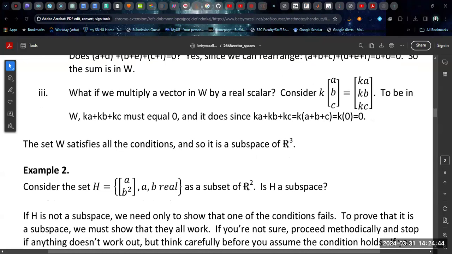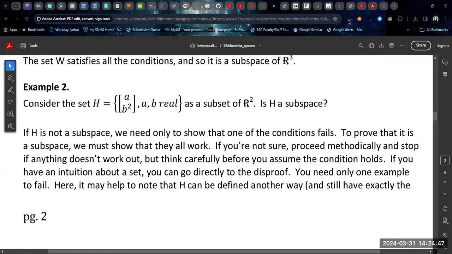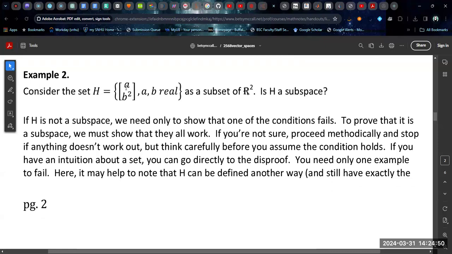Now let's look at an example where it's not a subspace. Here I have a set H, which is given by a 2-dimensional vector, A and B squared, where A and B are free to be real. So this is a subset of R2, but is it a subspace? Now, if H is not a subspace, we only need to show that one of the conditions fails. We don't need to show that they all fail, only that one of them fails. Sometimes finding a counterexample can be somewhat problematic, but again, you generally only need one example to fail.